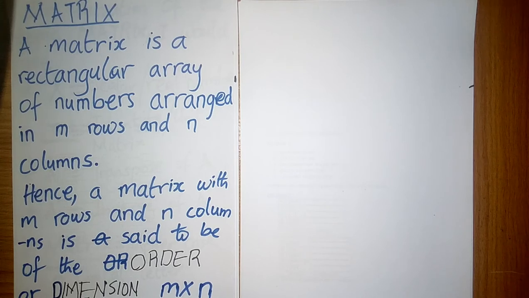Today we are going to be talking about matrices, and in subsequent videos we are going to be looking more at matrices. So what is a matrix? A matrix is a rectangular or tabular array of numbers arranged in m rows and n columns.